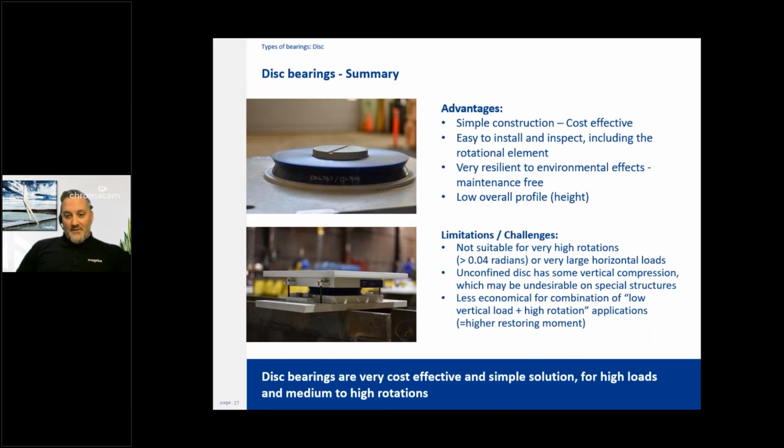In terms of some limitations, like I said, rotations can be a challenge. It all depends on the application. The disc itself actually resists rotation, for example. So this could be a situation where it's important in the design stage to ensure that this resistance to rotation is accounted for. And then in certain high horizontal, low vertical load applications, it can be less economical than other options.